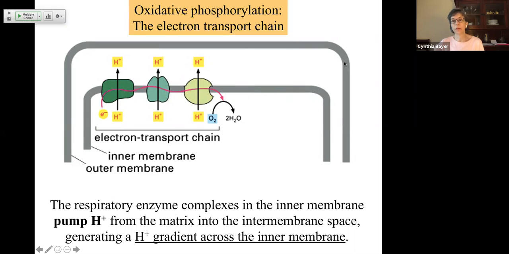So notice we're looking at a little schematic of our mitochondria. We have our inner mitochondrial membrane and our outer mitochondrial membrane. This is the matrix. This is the intermembrane space. Protons are moving from the matrix side to the intermembrane space. We end up with a gradient, a higher concentration in the intermembrane space. So, electron transfer coupled with pumping of protons.